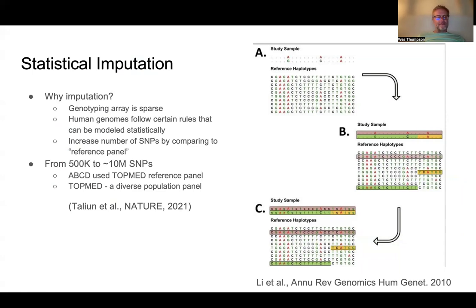But using that imputation procedure, you can basically bootstrap from 500,000 SNPs up to millions of SNPs. It's roughly 10 million SNPs that have been imputed in the ABCD sample that's been released. So in fact, you can have 10 million locations in the genome where you have pretty good information about what the allele count is for the variant, and you can do 10 million associations in a GWAS, which is a lot, but that's much more powerful than just relying on the 500,000.